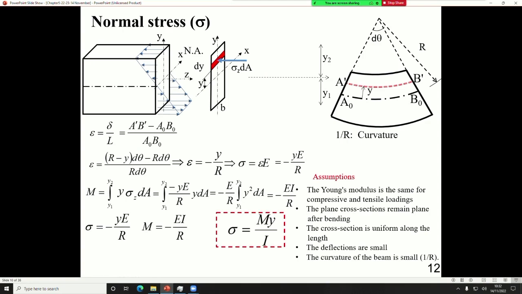So you can see the normal stress applied on the cross-section is a linear function of y. We have zero stress when y is zero, which is the neutral axis or neutral plane. And we have maximum stresses acting on the top and bottom layers when y is equal to y2 or y equal to y1. Any question in relation to slide 12?